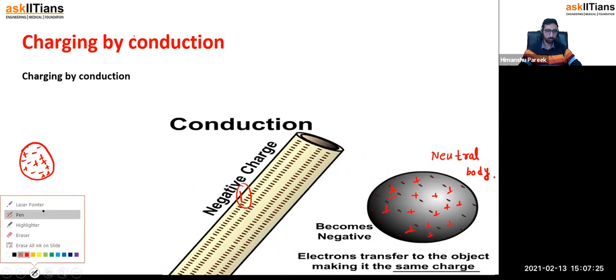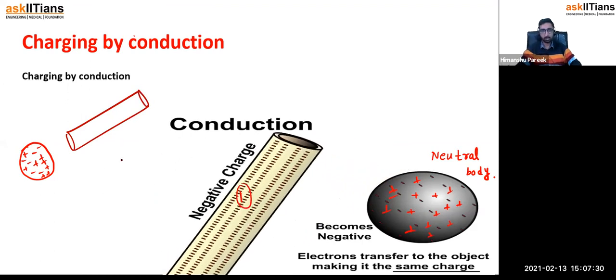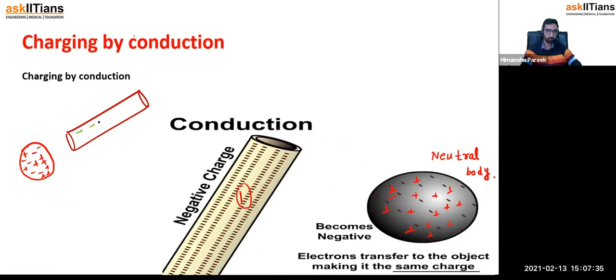Second body we are having, that second body is basically negatively charged. All right. So this is neutral and this is negative charged. All right. Let us see what will happen if you bring this negatively charged body near the neutral body.